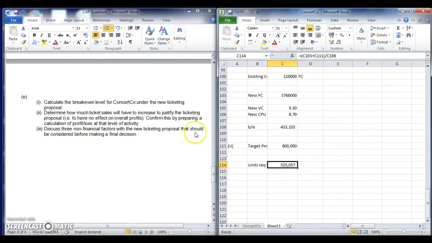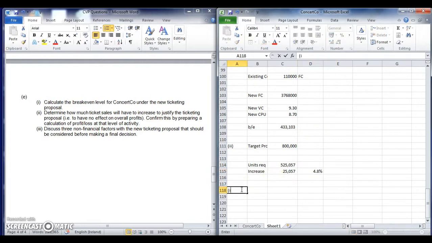So if I go to the new ticket operations and you ask how much ticket sales have to increase, the increase required is, take away from 500,000, 25,000. So it's essentially a 5% increase. So again, that's a very practical consideration and practical question, that if you're going to go to a new ticket proposal, how much do I need to increase activity to justify it? You need to increase it by about 5%.